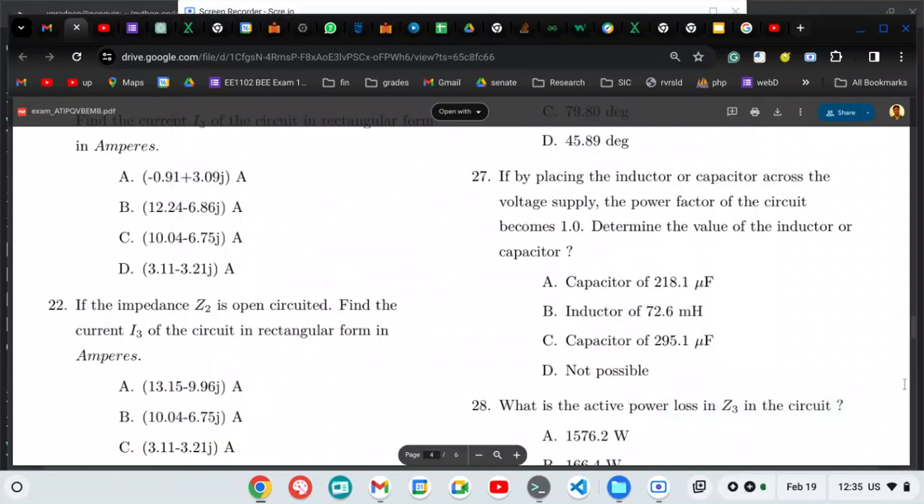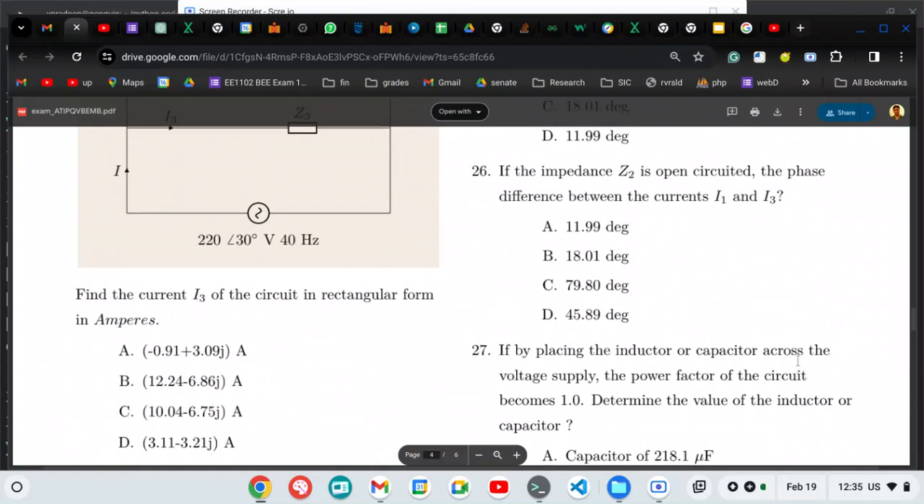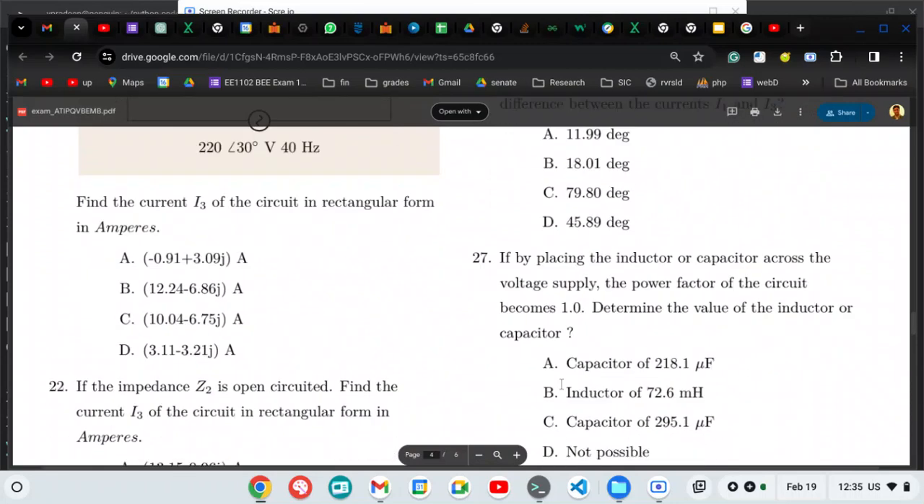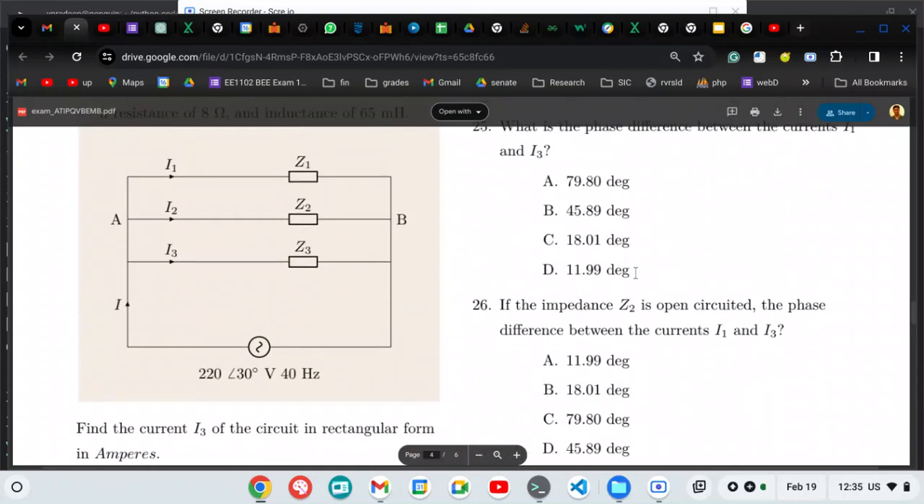Hello everyone. So this is part two of my lecture on February 19th. Actually, in part one, we solved all the questions except question number 27. So this question number 27 is what we are going to work out now.